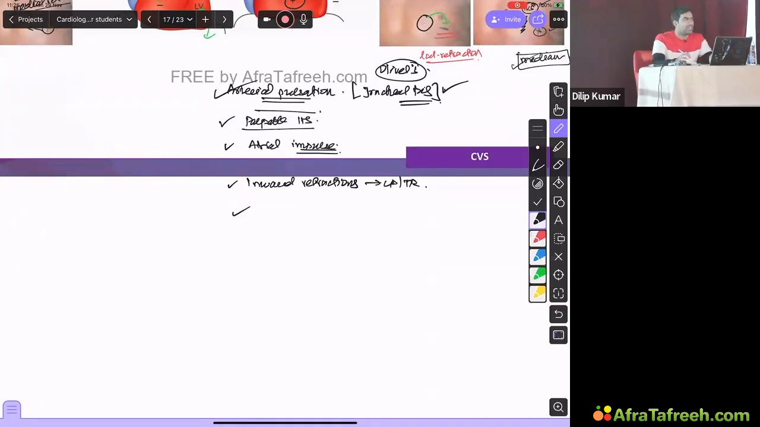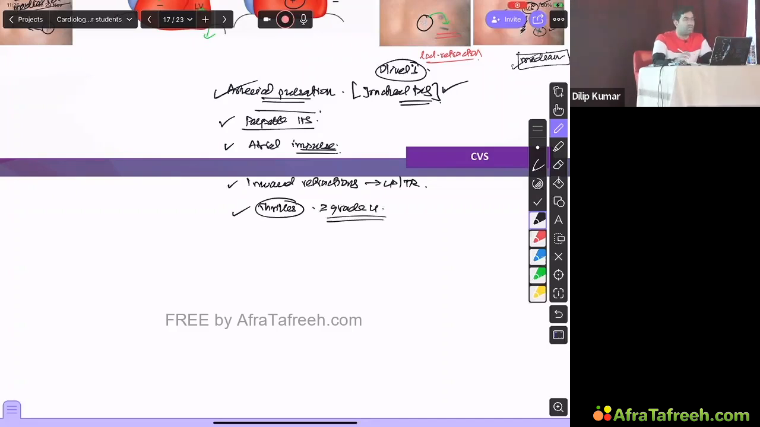Next, thrills, finally. What are thrills? Thrills are palpable murmurs. That's all. Remember, only if the murmur is grade 4 and above will you be able to palpate it. Then only will a thrill be present. Don't say in the exam that the murmur grade is 3 and then say a thrill is also there. It is like contradicting your own statement. Thrill will be there only if the murmur grade is 4 and above.